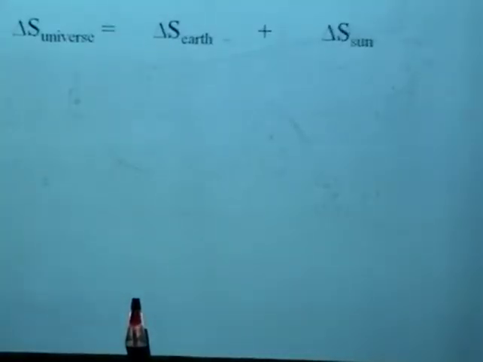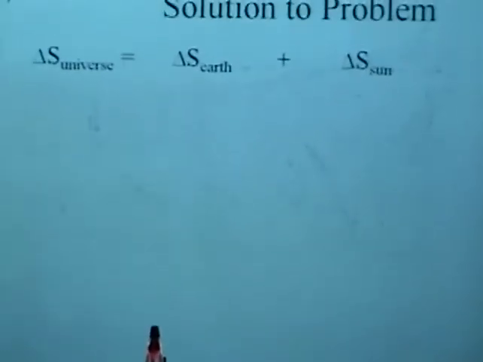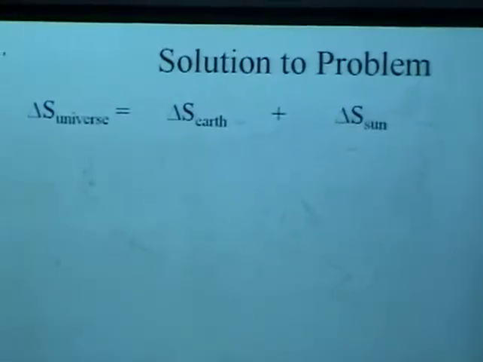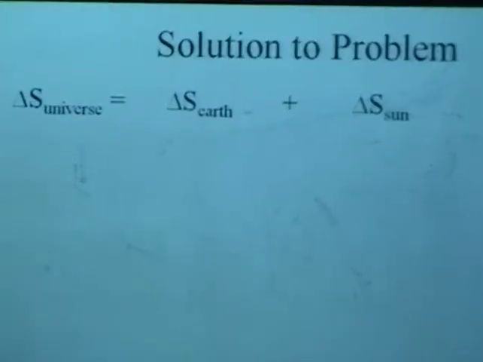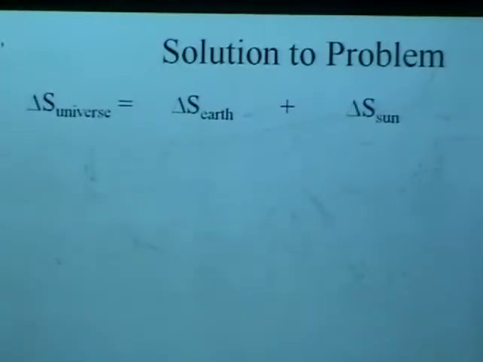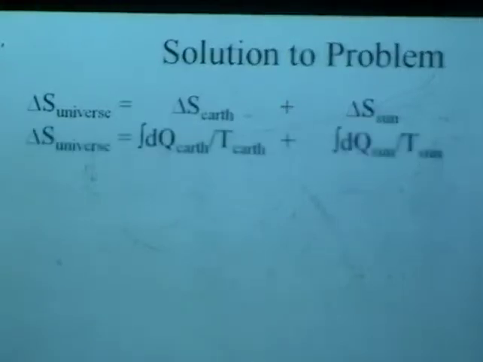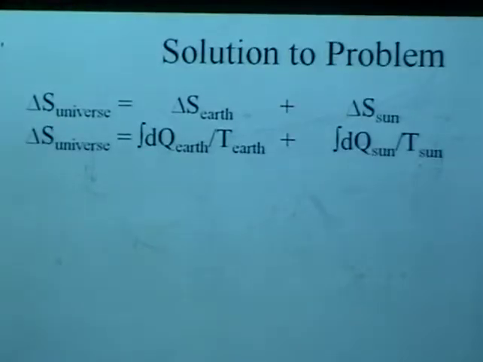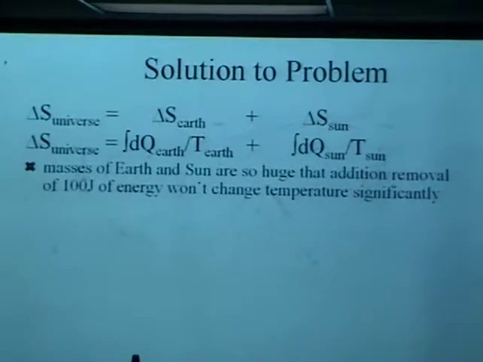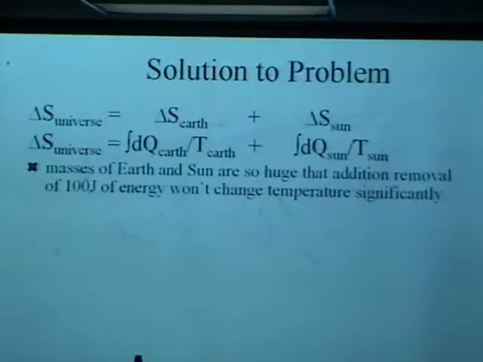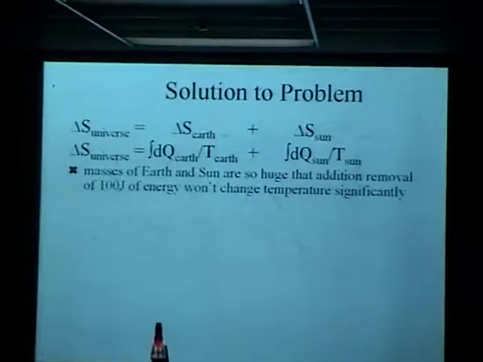First, it's important to realize that to calculate the entropy change of the universe, you've got to take into account the entropy change of the Earth as well as the sun. These are two objects that are really both part of our system. Here's our mathematical definition of entropy change for a process. This is nice because the Earth and the sun are so massive that adding a small amount of energy, like 100 joules, isn't going to change the temperature significantly.